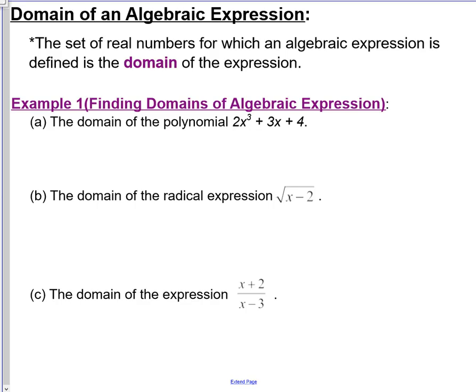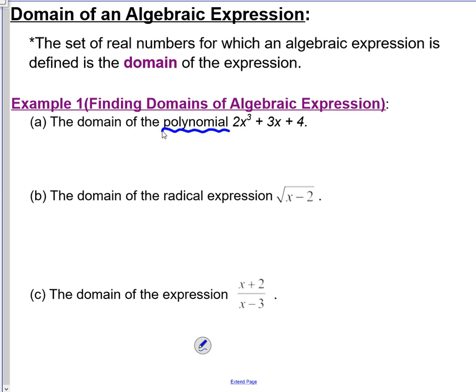Moving forward, the domain of an algebraic expression is really the set of all real numbers for which the algebraic expression is defined. That represents the domain of the expression. So what x values can you actually plug in? Well, I really like how we start out in example 1, part A. What's the domain of the polynomial 2x cubed plus 3x plus 4?